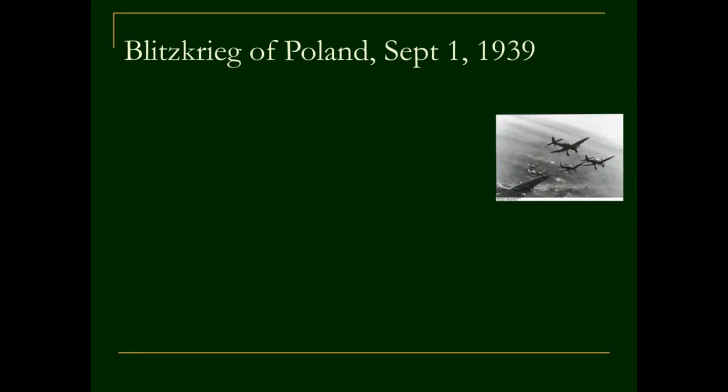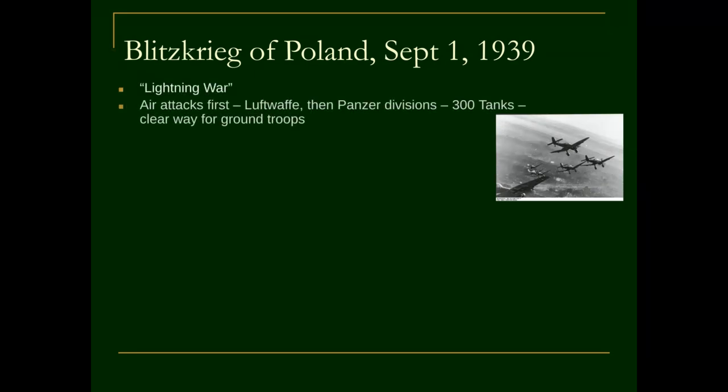So World War II would begin on September the 1st, 1939, with a new type of warfare used by the Germans known as Blitzkrieg. Blitzkrieg means lightning war. This is when you attack with airplanes first, which was the German Air Force, called the Luftwaffe. You would also use tanks. The German tank divisions were called the Panzer divisions. Usually these Panzer divisions were made up of 300 tanks, and then you would use ground troops, and you would do this in synchronization, and eventually overwhelm the opposition.